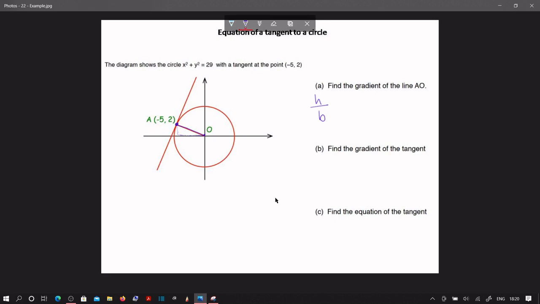But remember, since this line is going downhill, it is going to have a negative gradient. If the line was going up like that, the gradient would be positive. So this one will definitely have a negative gradient. So remember that. Okay, so now I'm going to work out the gradient of that line.